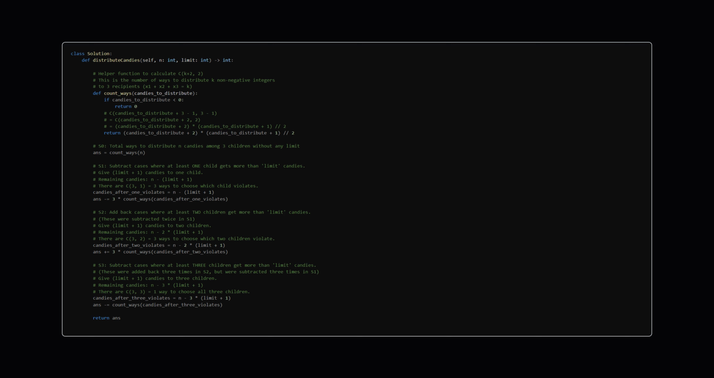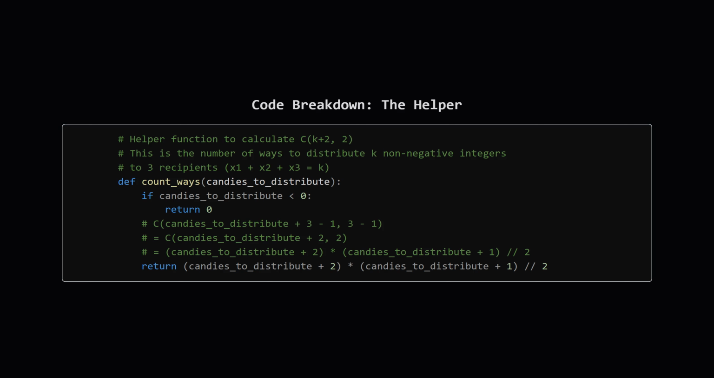If the candies to distribute is negative, it means it's impossible, so it returns 0. Otherwise, it calculates (candies to distribute plus 2) times (candies to distribute plus 1), all divided by 2. This is that combinations formula, x choose 2, where x is candies to distribute plus 2. So this count_ways function is our building block. If we need to distribute, say, k candies among 3 people with no restrictions, this function tells us how many ways. The important part is that if k becomes negative, meaning we're trying to distribute a negative number of candies after satisfying some conditions, it correctly says there are 0 ways.